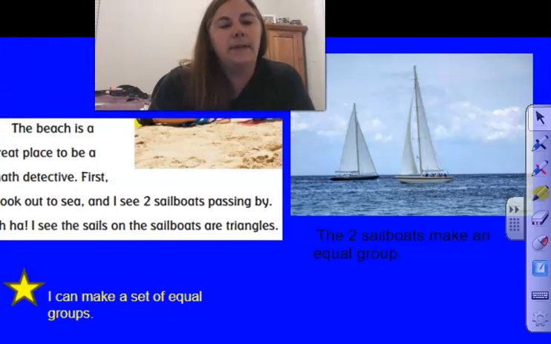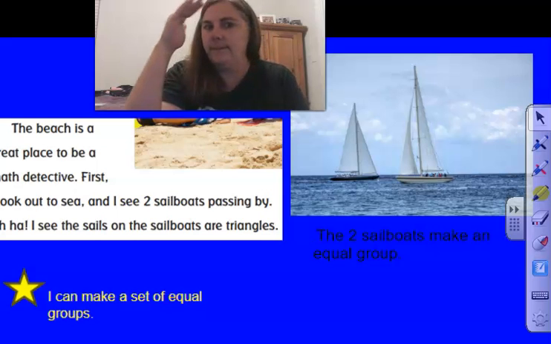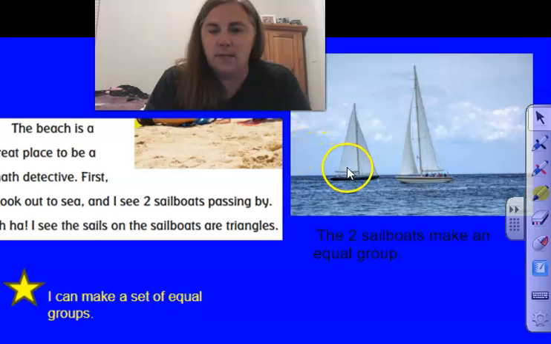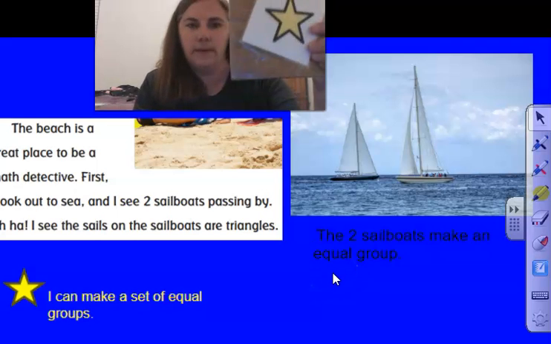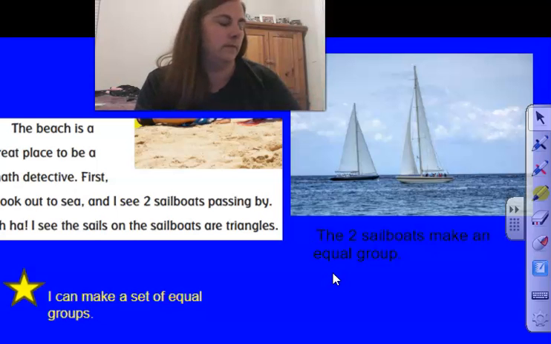The beach is a great place to be a math detective. First, I look out at sea, and I see 2 sailboats passing by. Aha! I see the sails on the sailboats are triangles. Let's take a closer look at our sailboats. 1, 2. The two sailboats make an equal group. All right, let's read, everyone. I can make a set of equal groups.